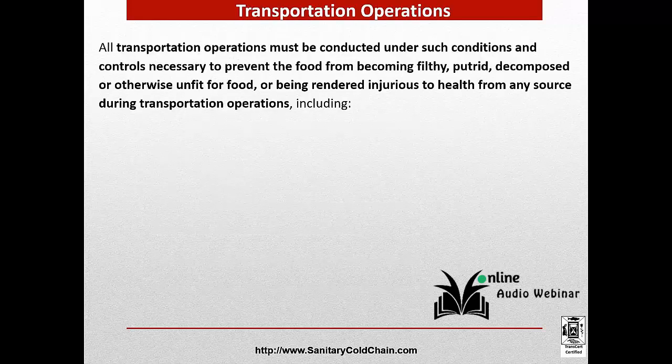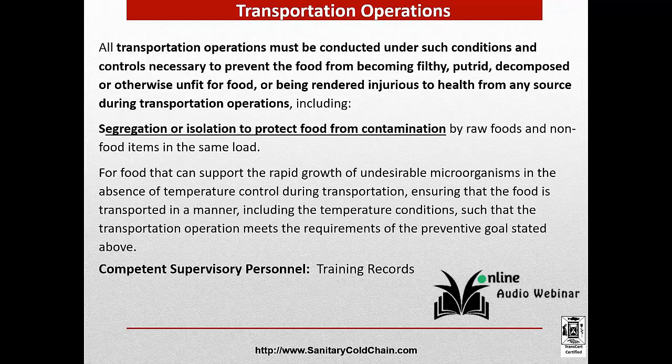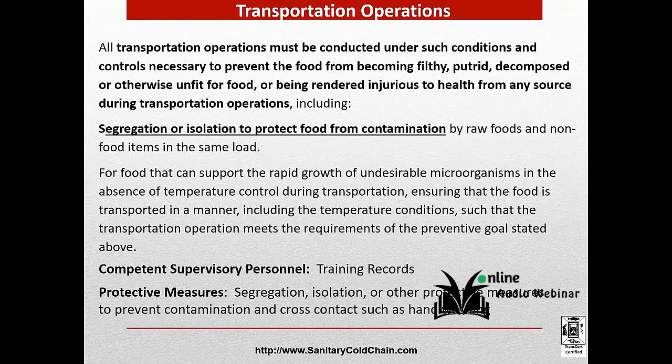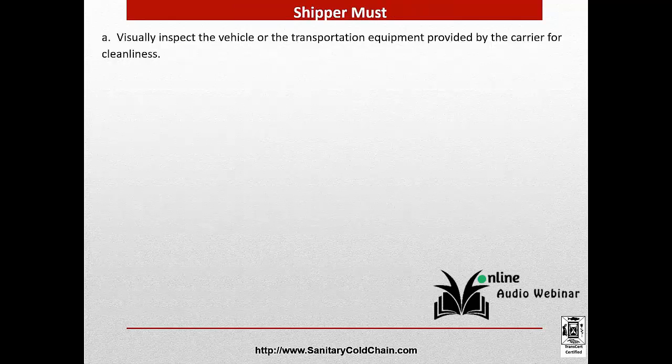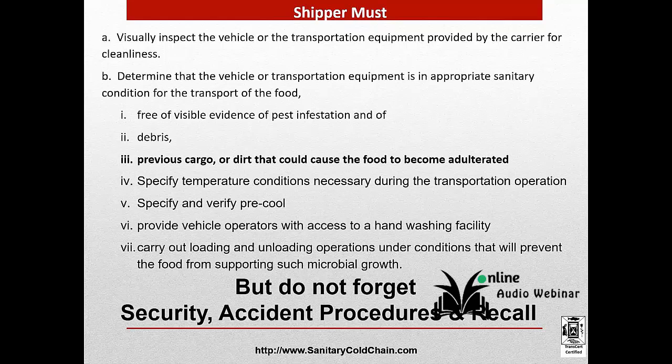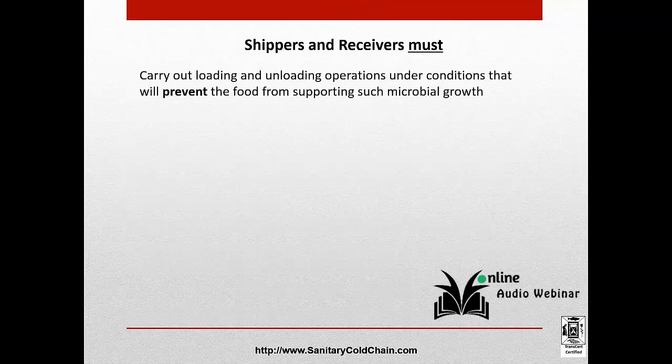Okay, now, so we're talking about this flow of transportation operations. Supervisory personnel have to be competent. Protective measures. The shipper must inspect the vehicle provided by the carrier. And in addition to that, you have to remember security, accident procedures, and recall. Shippers and receivers together must carry out loading and unloading operations.